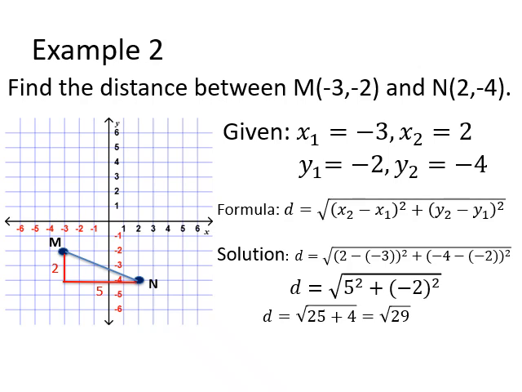But 29 is not a perfect square. Also, 29 has no perfect square factors. So the final answer is already, the distance is the square root of 29.